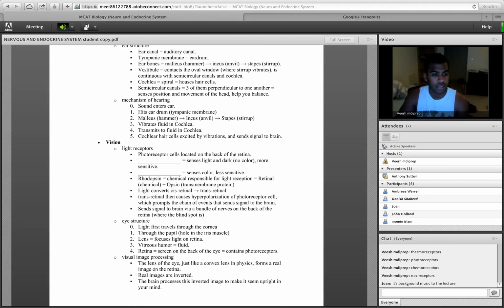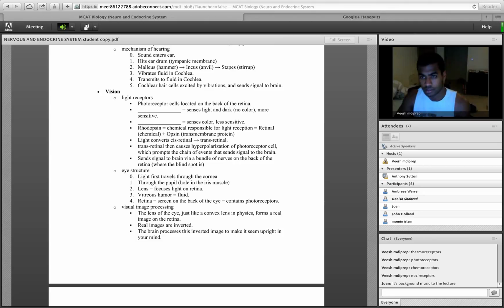Okay, so now we'll talk about vision. This is based on your photoreceptors that are located in the back of your retina. There are 2 different types of cells back there called rods and cones. Rods sense light and dark, so not color here, and they are a lot more sensitive. If you look at the sun, you're overexciting your rods, because they're very sensitive. The cones sense the different colors, and they're a little bit less sensitive.